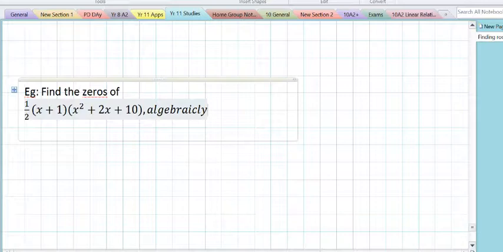Alright, while I figure out how to use my technology, can you guys start attacking that? Finding its roots algebraically. One can be done by inspection, just simply looking at it, but the other two will be more difficult to find. So who can see the one root? It's easy. X equals minus 1. So that is one value of x for which the whole thing is equal to 0. But we need to find values of x for which the second part is also equal to 0.